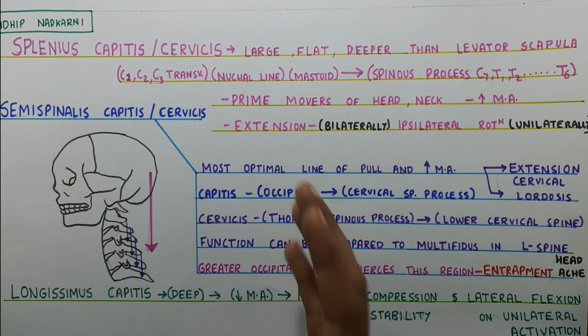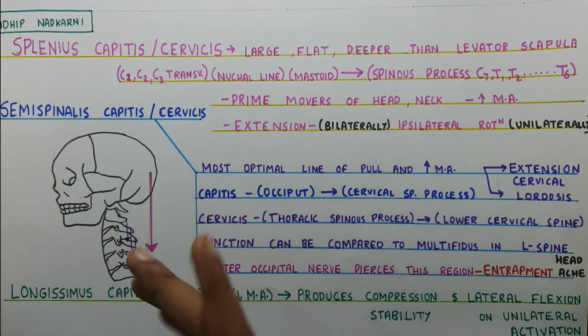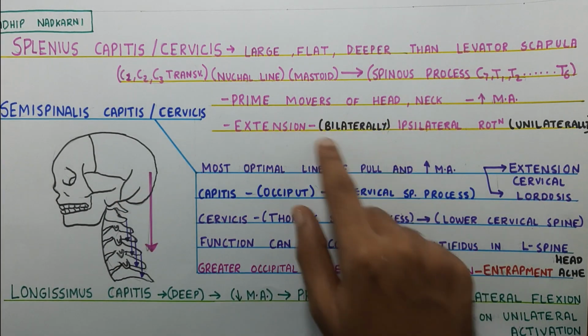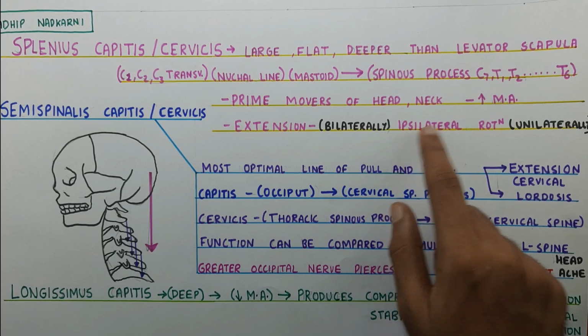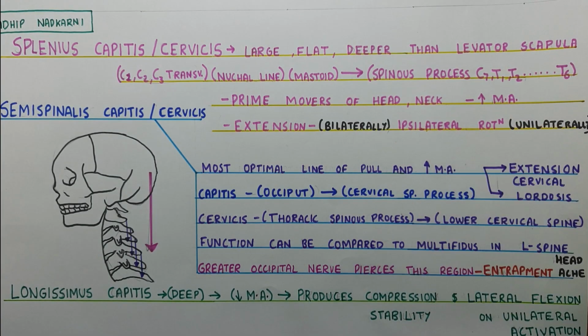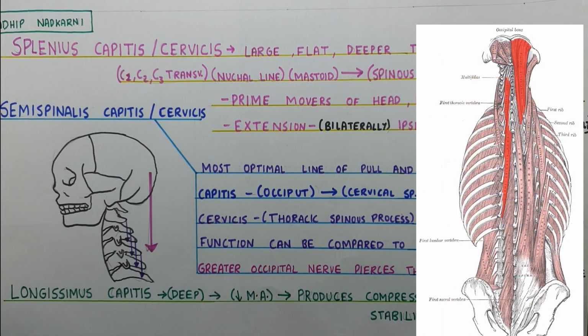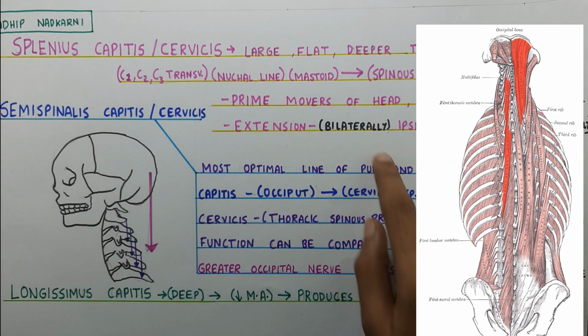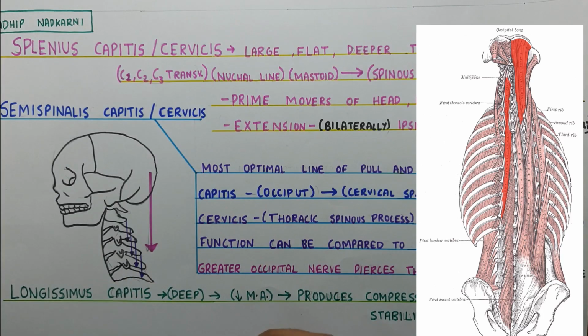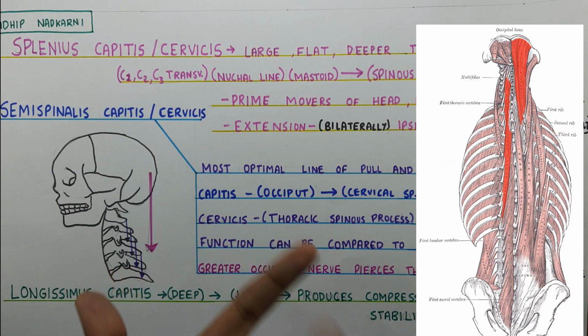And what movement do they create? Because they are on the posterior side, they create extension bilaterally and also ipsilateral rotation unilaterally. Next, going on to semispinalis capitis and cervicis, they have really good optimal line of pull. The line of pull of these muscles is really good because it is pretty high. The moment arm is pretty high, but at the same time, it's not too big that it is just a prime mover, right? So what I mean by this is it has the function of moving as well as stability.